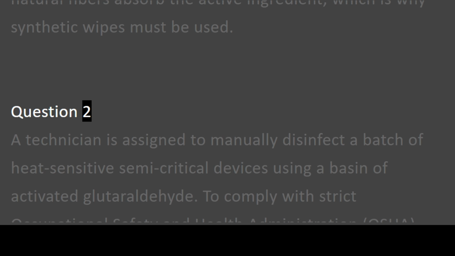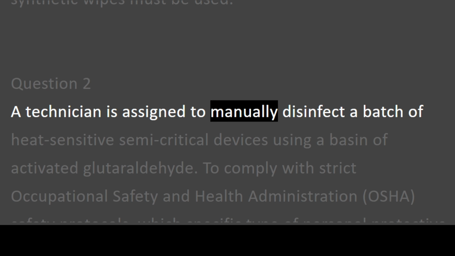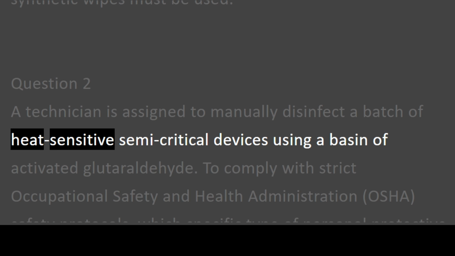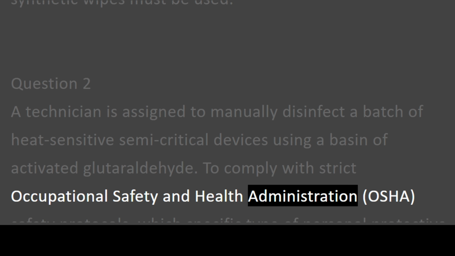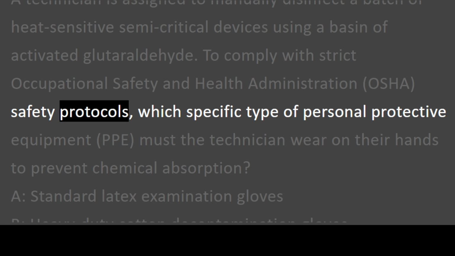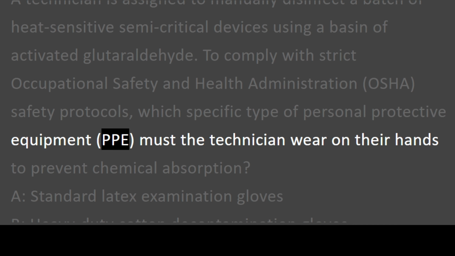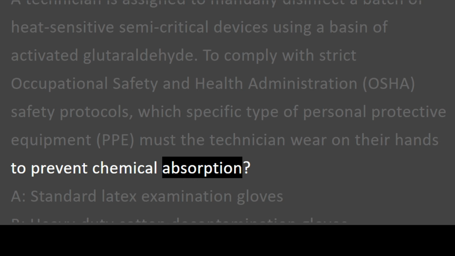Question 2. A technician is assigned to manually disinfect a batch of heat-sensitive semi-critical devices using a basin of activated glutaraldehyde. To comply with strict Occupational Safety and Health Administration (OSHA) safety protocols, which specific type of personal protective equipment, PPE, must the technician wear on their hands to prevent chemical absorption?